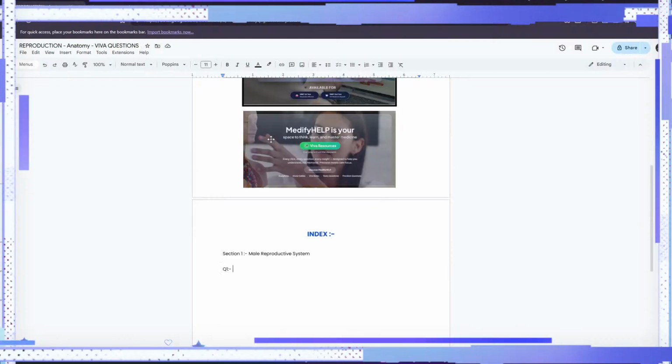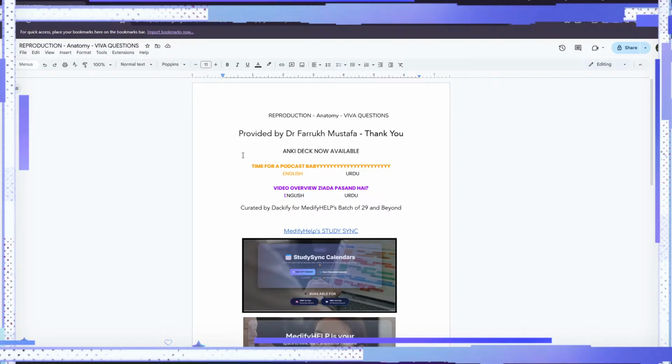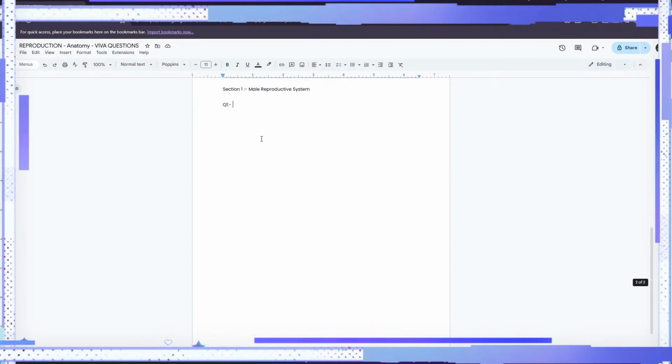We can begin. So we need to start off by making sure that the questions we have are in line with the syllabus. It's a very extensive syllabus for anatomy, physiology, pathology and biochemistry. So we need to align ourselves to the syllabus and nothing else.